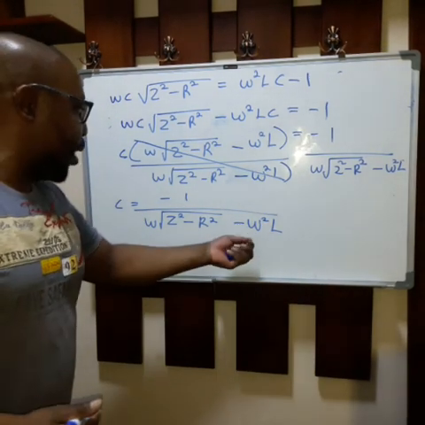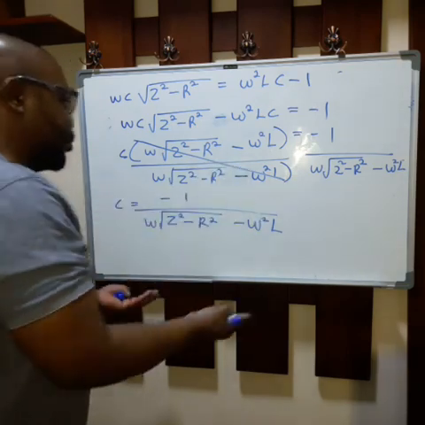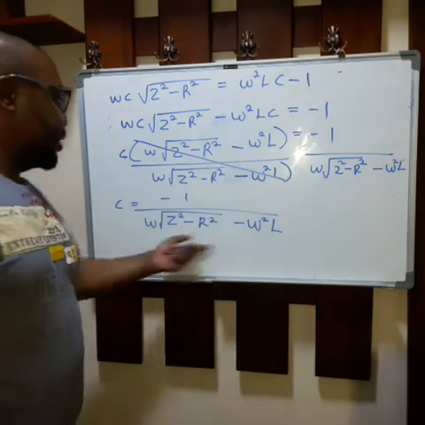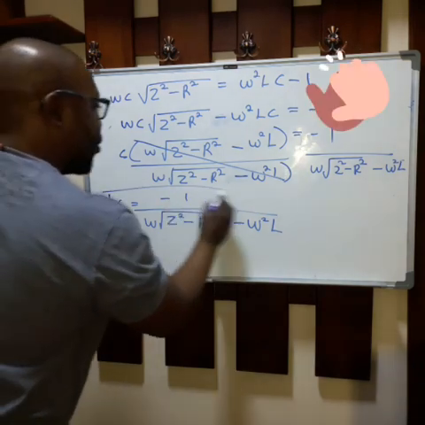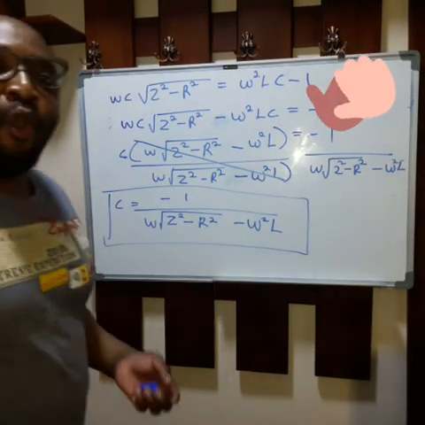It's up to you if you want to factor out w and then put brackets, but all the same, it is okay. So this becomes our final answer. I hope you understood.